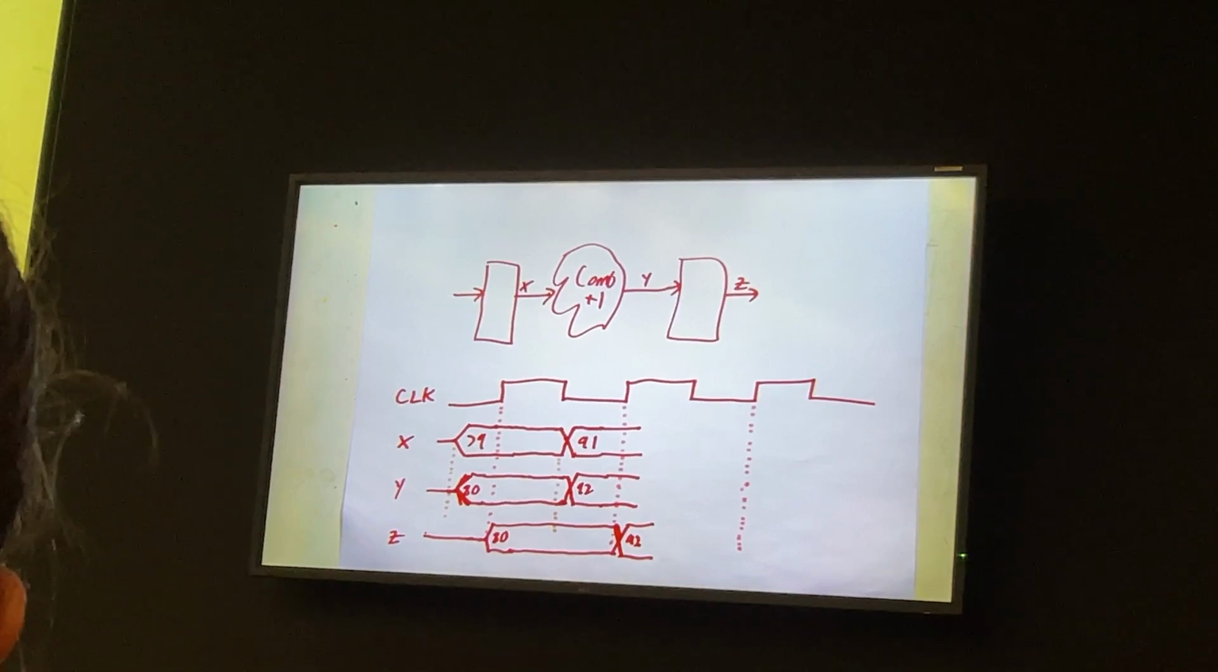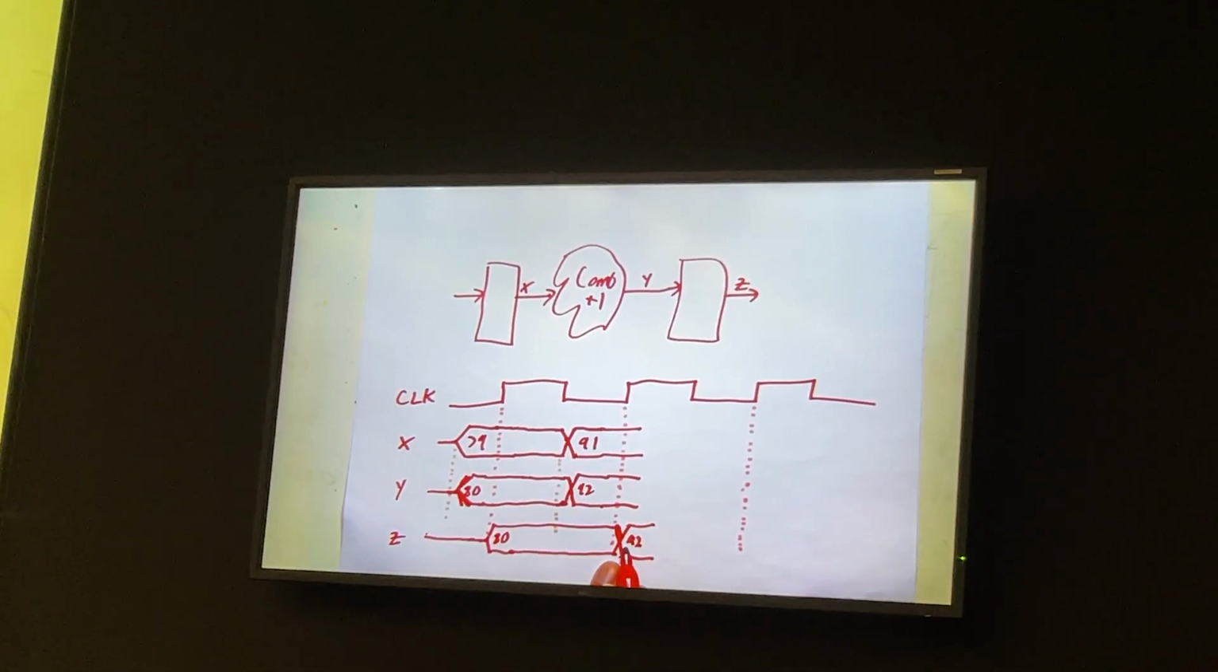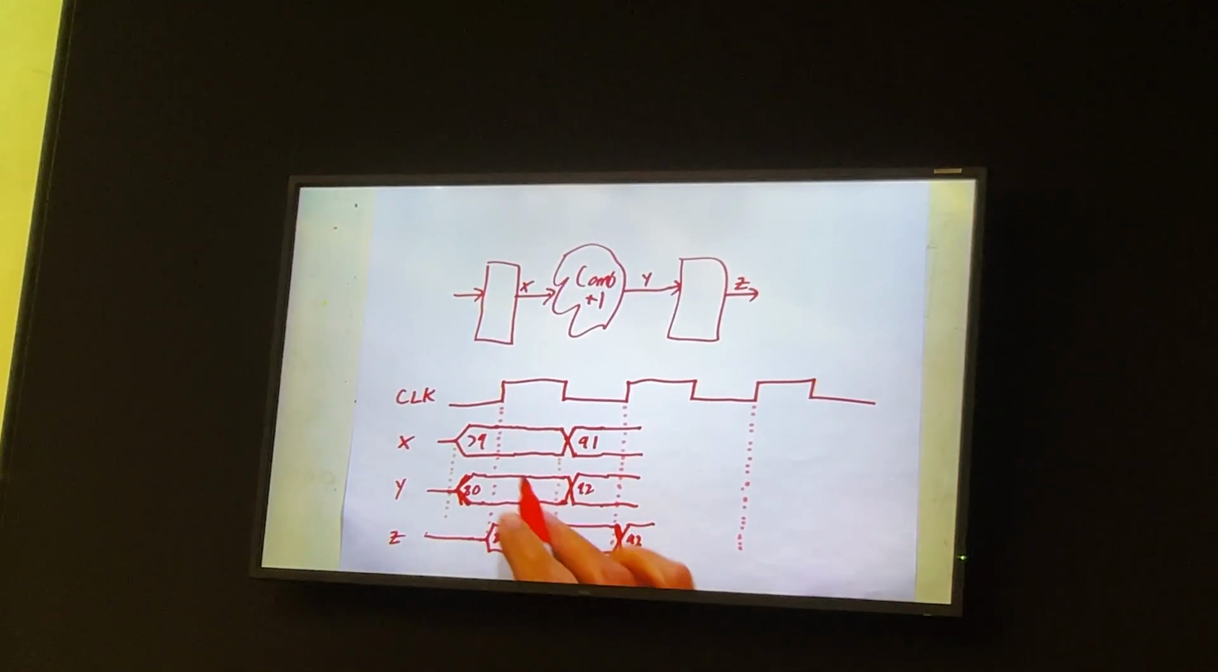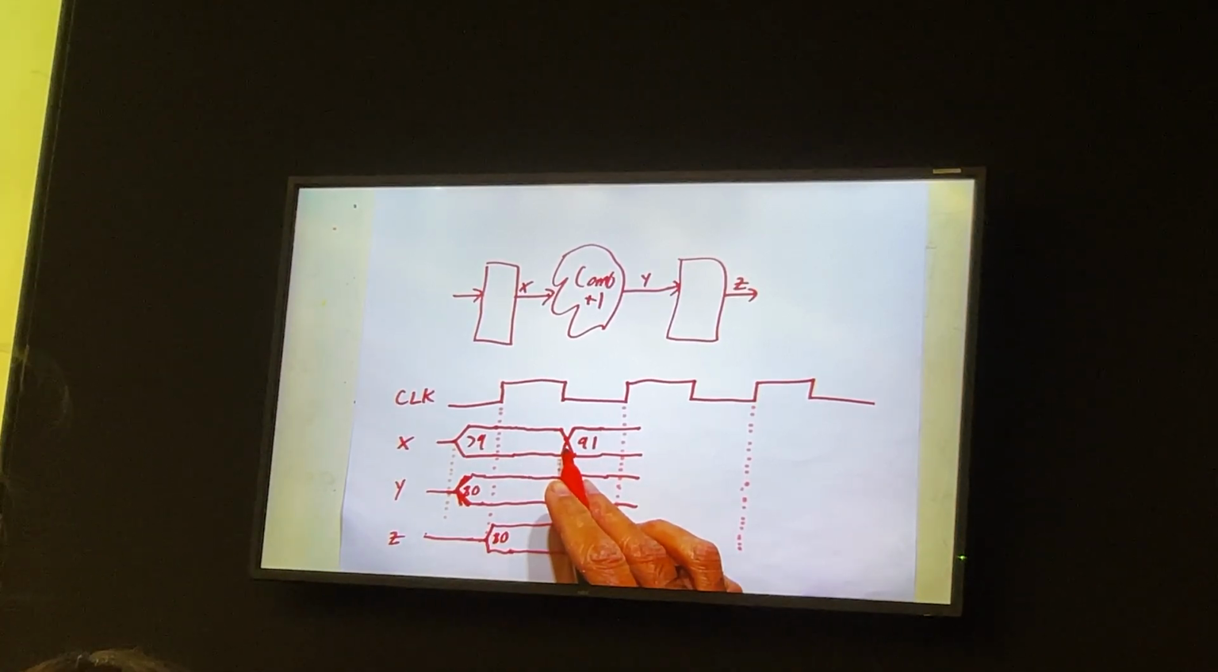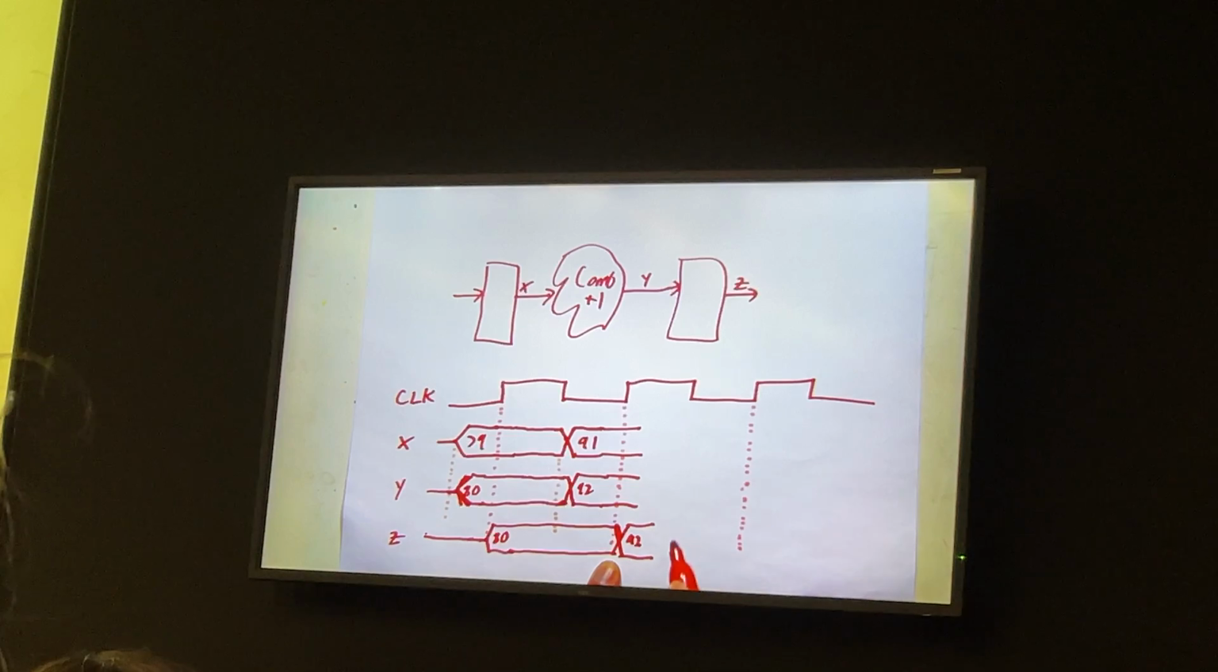Okay, so effectively what Z did is it read X on the previous. Oh, I screwed up, didn't I? X cannot change in the middle. X is a register. I'm sorry, let's start again.